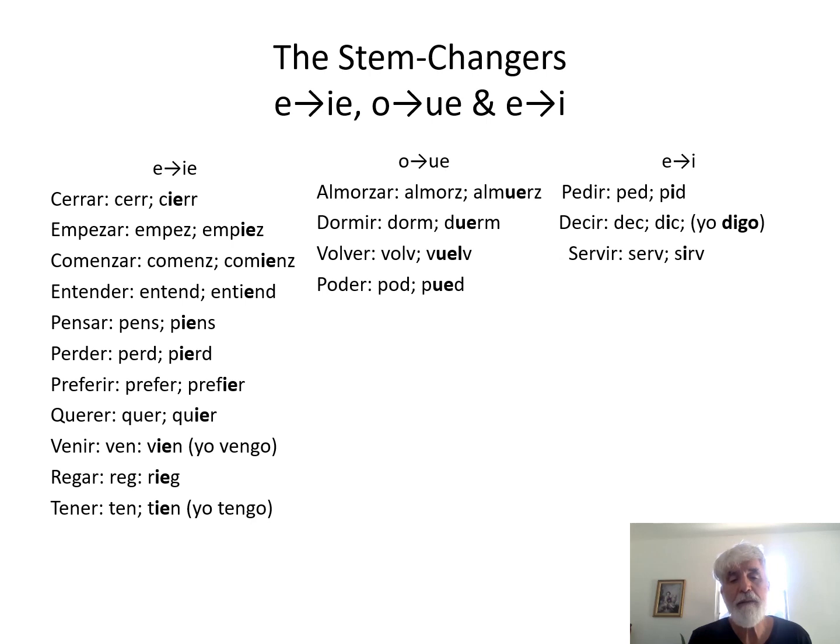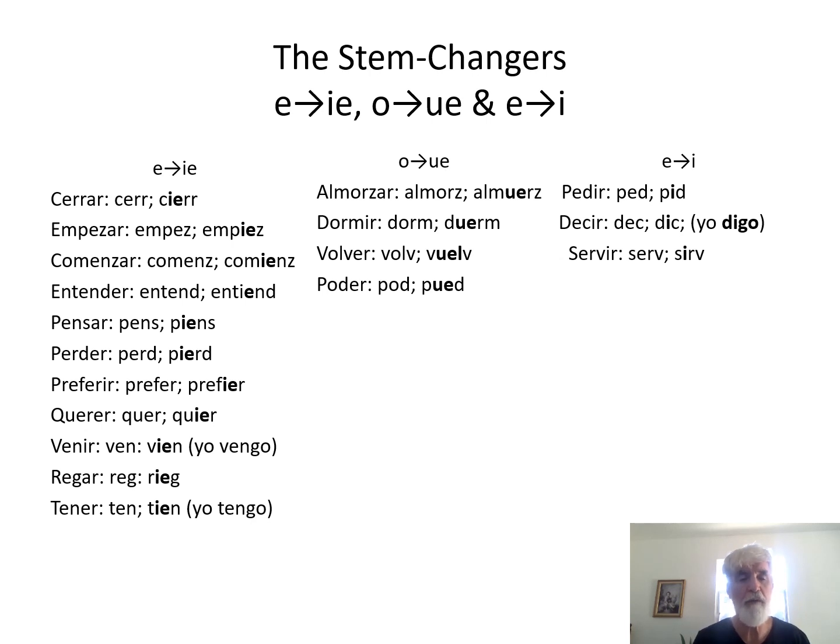So let's take a look. Let's look at these three categories of stem changing verbs. Here the E of the stem goes to IE. Here the O of the stem goes to UE, and the E of the stem goes to I. Notice the majority of the stem changers are verbs where the E goes to IE. And I wrote out the infinitive forms of the verb, and then I gave you the two stems because these are stem changers, so they're going to have two stems.